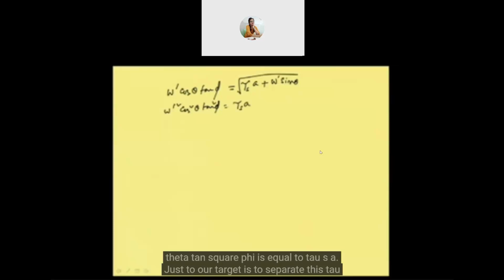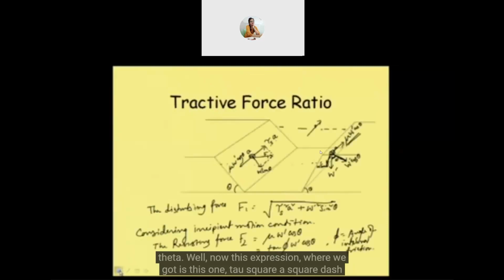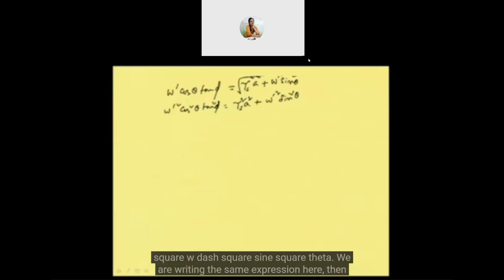Our target is to separate this tau s, and then this is tau s square. These were also squared because after taking the square only we were taking the root, so it will be tau square a square plus W dash square sine square theta. Well, now the expression we got is this one, tau square a square plus W dash square sine square theta. We are writing the same expression here.